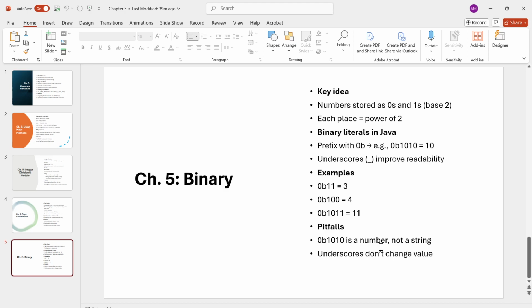Some of the things to remember: 0b1010 is a number, not a string, not text. If you need text like "1010", that's a string. Also, misreading underscores: 0b1_000 is just a formatting aid. It's still one number. Don't try to split it on underscores in your head. Try this in your IDE. Print a few literals, convert a couple of small decimals to binary on paper, and then check yourself by printing the decimal and verifying with mental math.